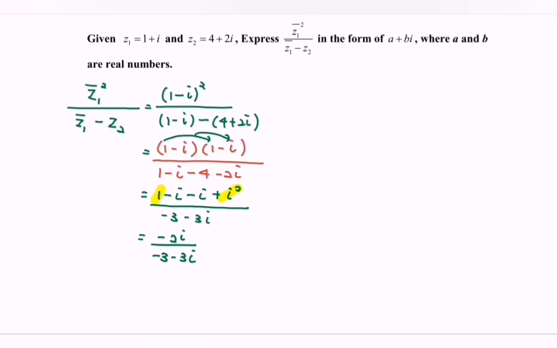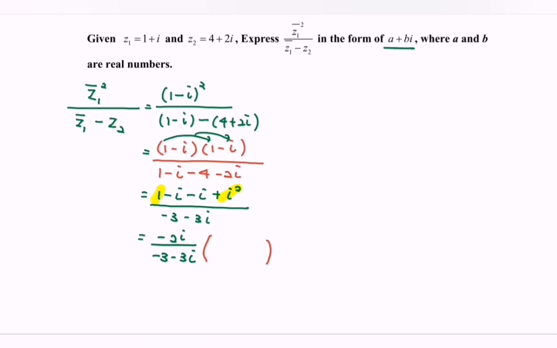Referring to the situation, they ask us to express in the form of a plus bi. So what we can do is multiply by the conjugate. What is the conjugate for this part? Kindly focus on the denominator. We have to rationalize the complex number by multiplying the numerator and also the denominator by the conjugate of the denominator.